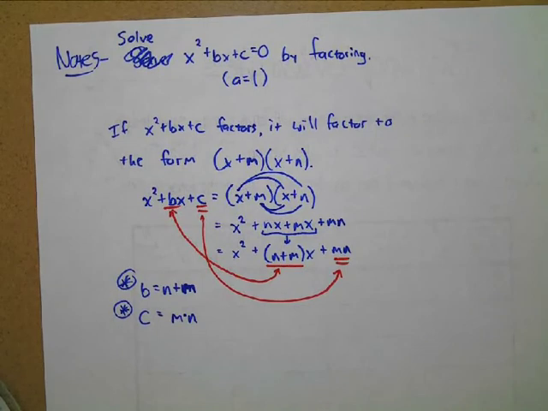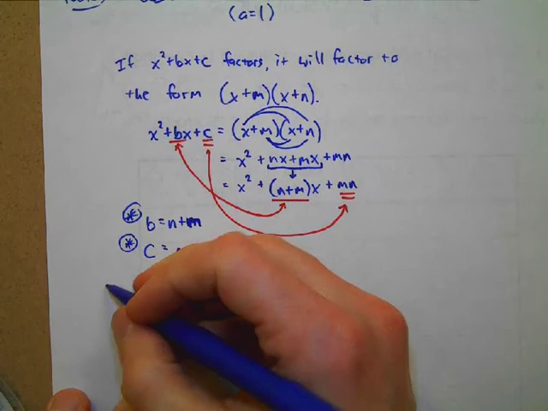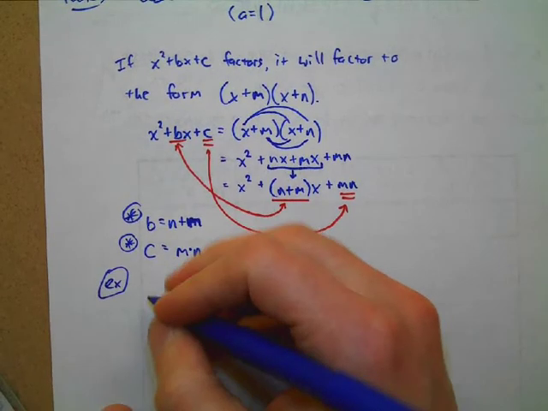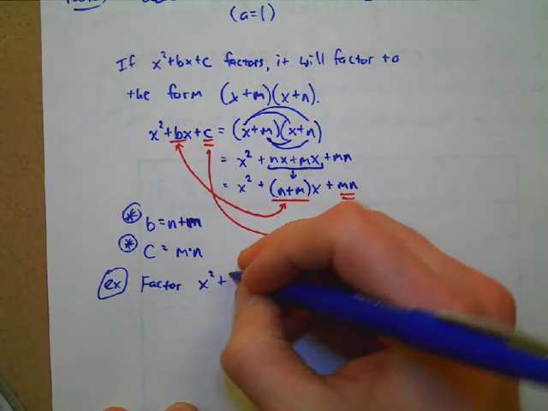Okay. So let's do an actual example here. Let's just say we want to factor x squared plus 3x minus 12.